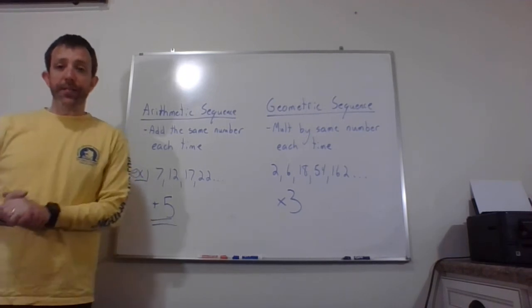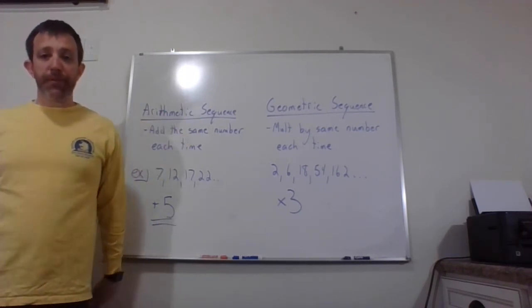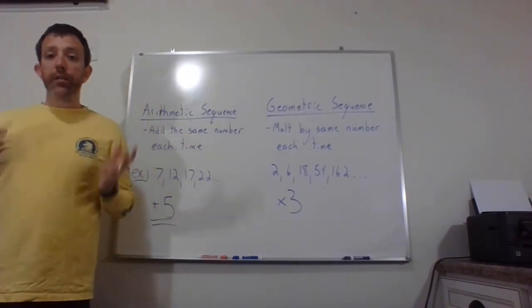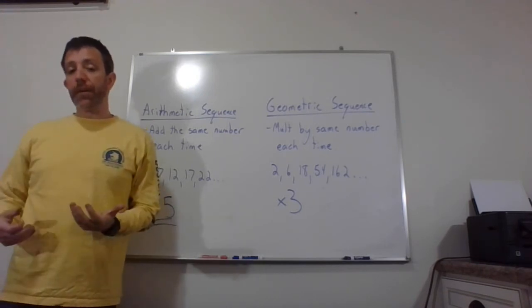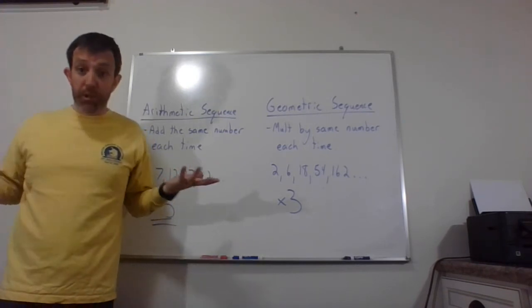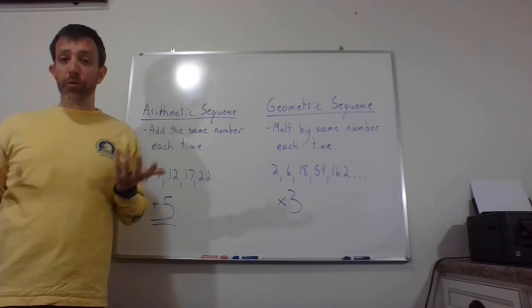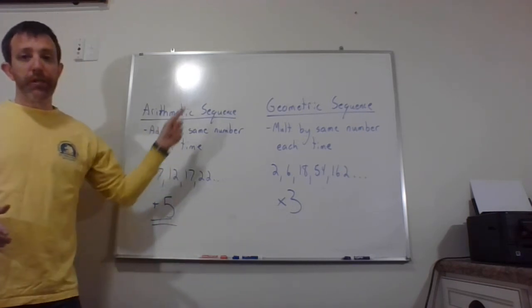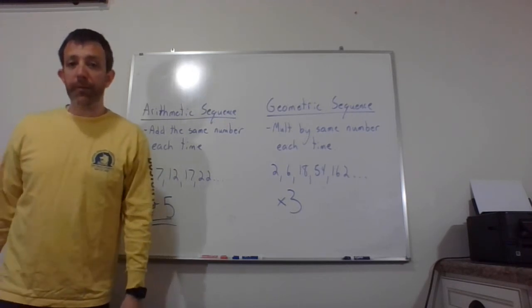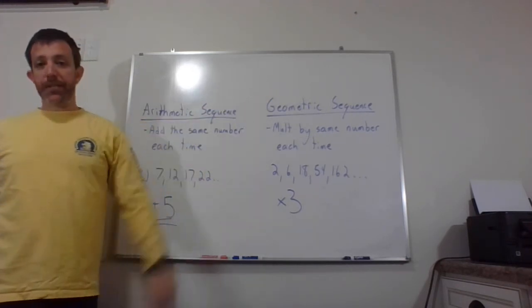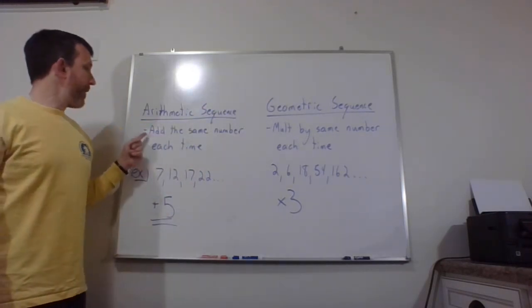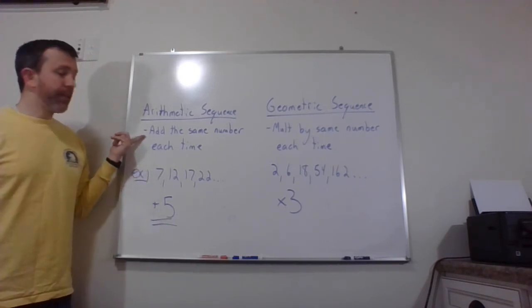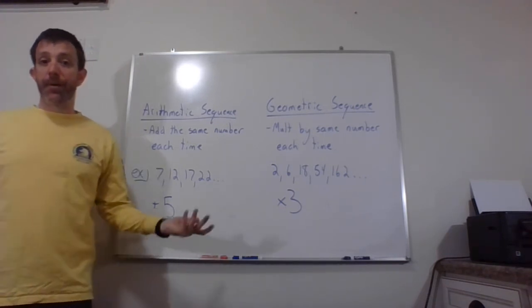All right, so the last thing we're going to look at in this section are a couple of kinds of sequences. All a sequence is, it's a list of numbers that proceeds according to some sort of rule. Whatever that rule might be, that's how you find the next number in the sequence. So we're going to look at two kinds of sequences, arithmetic sequences and geometric sequences. An arithmetic sequence is addition. You're going to add the same number every time.